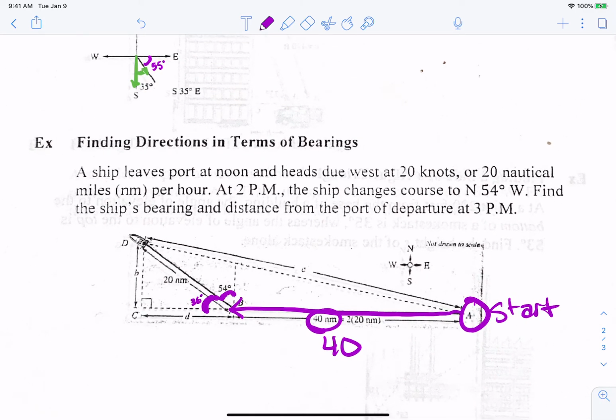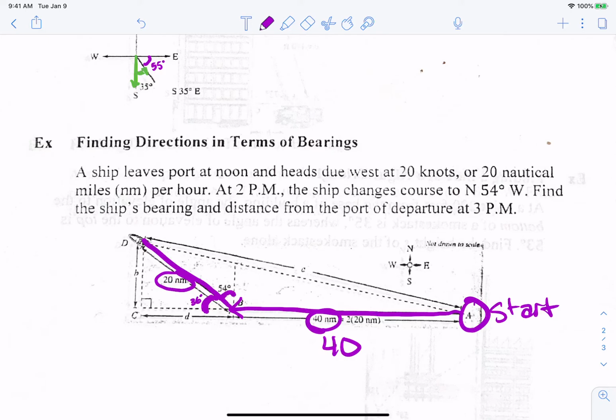Find the ship's bearing and the distance from the port of departure at 3 p.m. So they change course and they're going that far. At 2 p.m. is when they changed course. They want to know at 3 p.m. So that means they're going this way for 1 hour at 20 nautical miles. So that's where that goes.